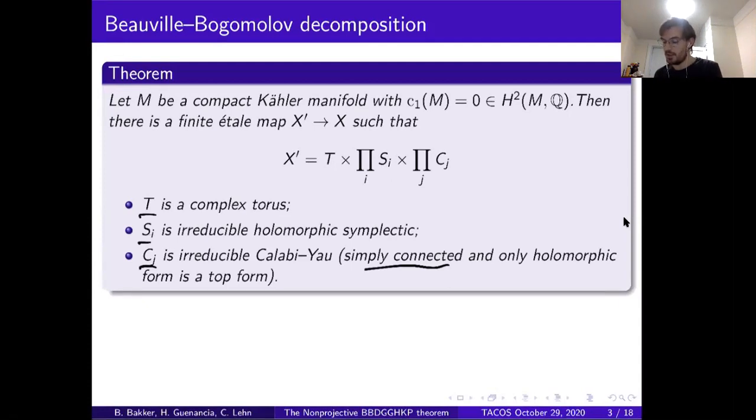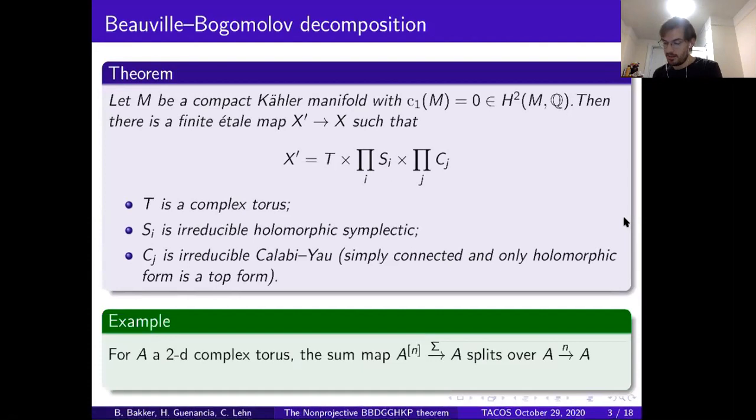Okay, so just as a very simple example, we saw in the last slide that the Hilbert scheme of n points on a two-dimensional complex torus is not irreducible holomorphic symplectic because it's not simply connected. But if we look at the sum map, which just adds together the support of my length n subscheme, then it will split over the étale cover given by multiplication by n. Basically because, if we base change along this étale cover, that's equivalent to choosing a midpoint for the subscheme. And once I choose a midpoint, then I can sort of recenter it at 0.